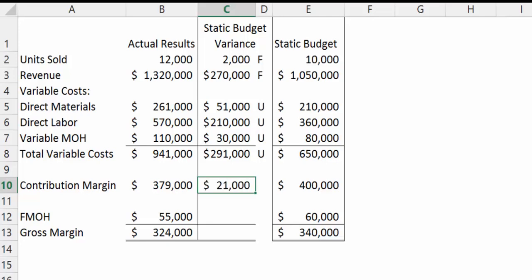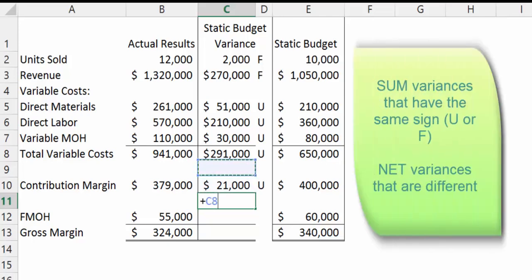The contribution margin, likewise, we have a $21,000 difference. If we examine the two contribution margins, we can see that the static budget had a higher contribution margin than the actual results, and so regardless of the fact that we sold more units, this is an unfavorable variance. Once again, there are two different ways we could arrive at this variance. We could have taken the revenue variance of $270,000 favorable and netted that, in other words, subtracted the total variable cost since it's an unfavorable variance, and we would get $21,000. Of course, that's a negative, and we would then have to interpret it.